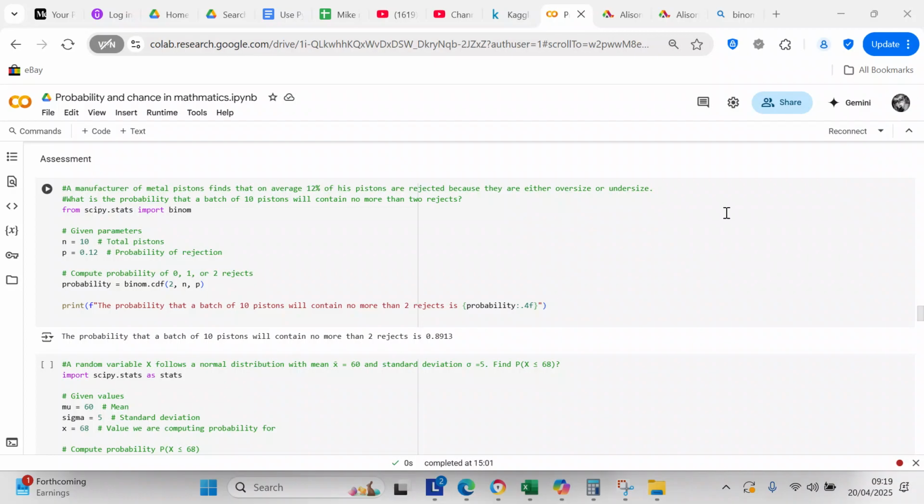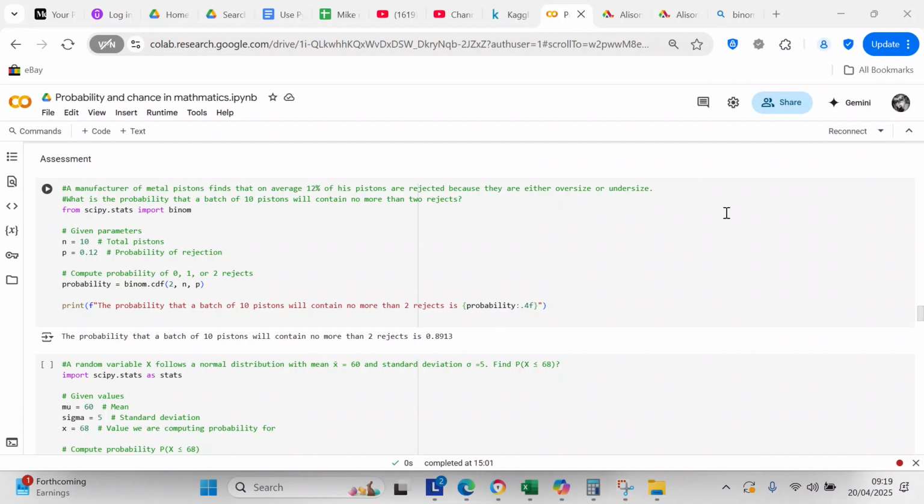There are somewhere in the neighborhood of 20 questions. I'm just going to go through the questions and work through them in Python so you can get an idea of how to do it. This is a good way to perform exercises in probabilities.